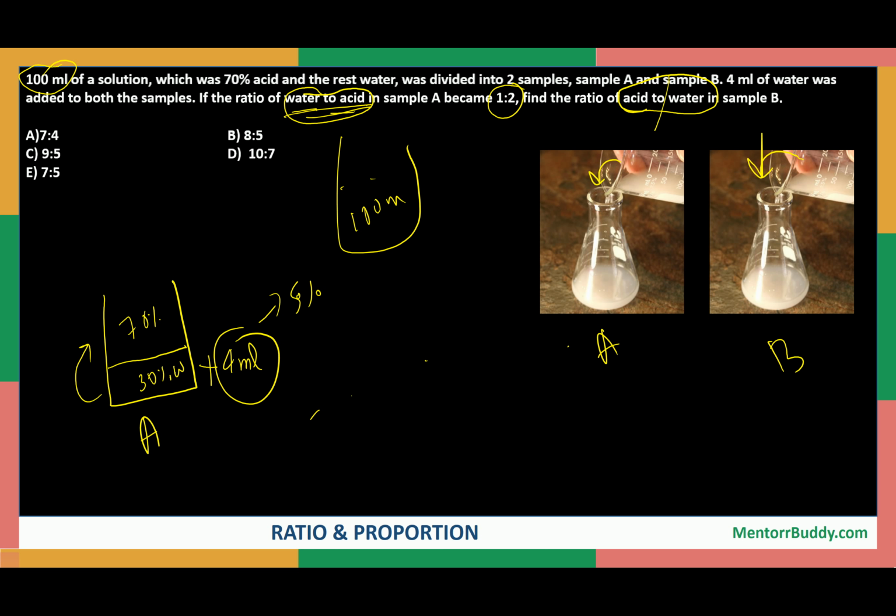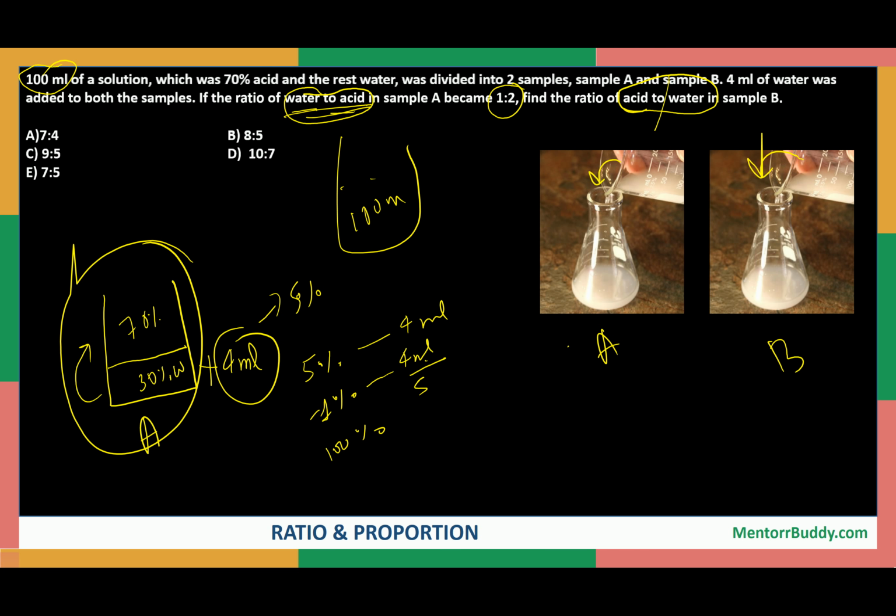See, we have already got this 5%: if 5% is 4 ml, right? So 1% will be how much? 4 ml upon 5, right? So 100% solution, that is the total solution. If we talk about how much sample A is, that will be 100%.